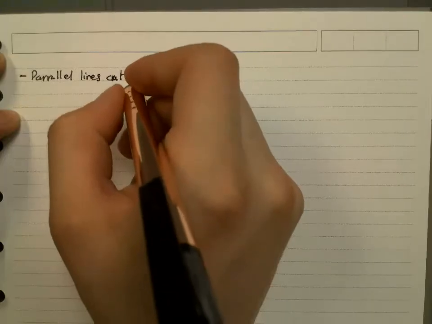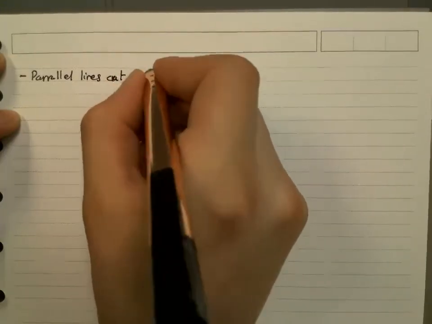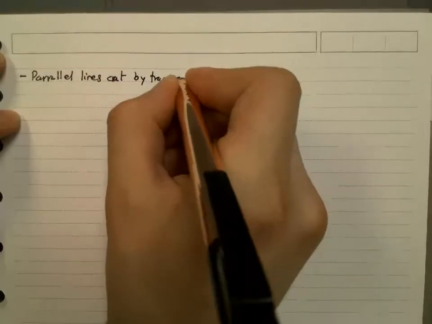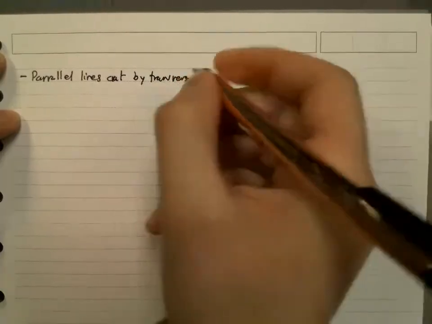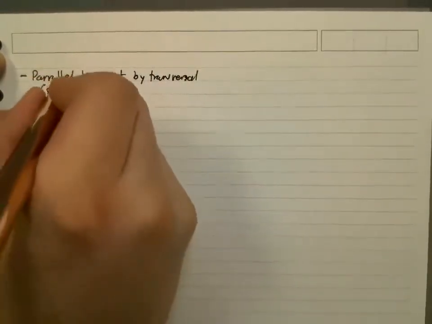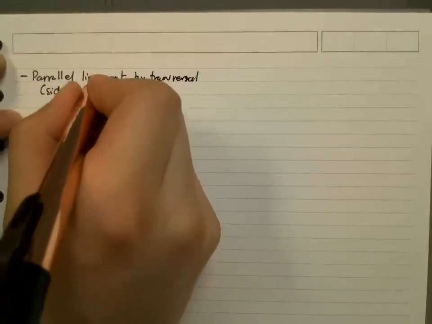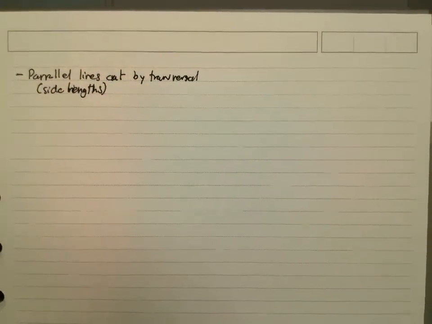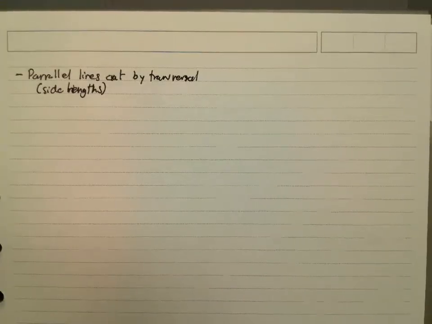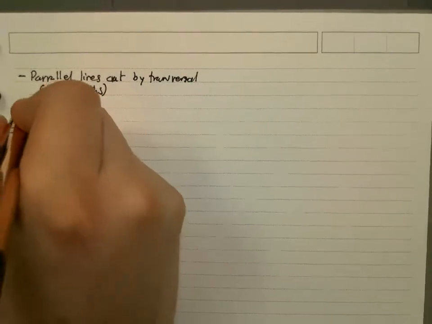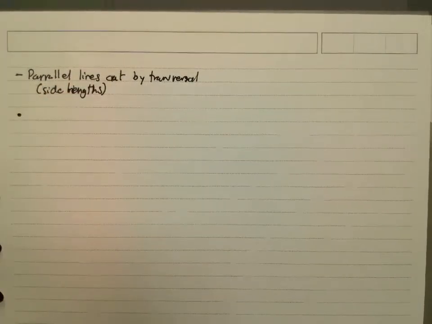Cut transversals. Side lengths. Okay. Talk about side lengths. Okay. So.